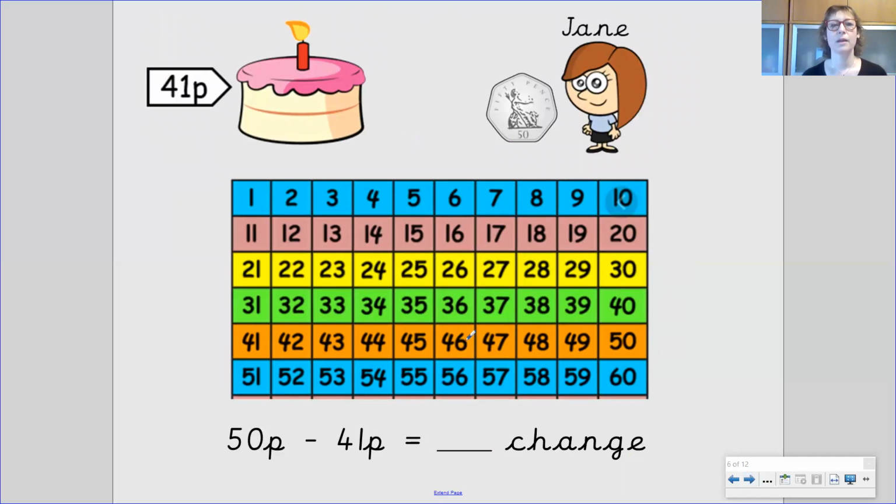Next one. So the cake is 41 pence, and Jane has a 50 pence piece. Let's see if you can work out Jane's change.